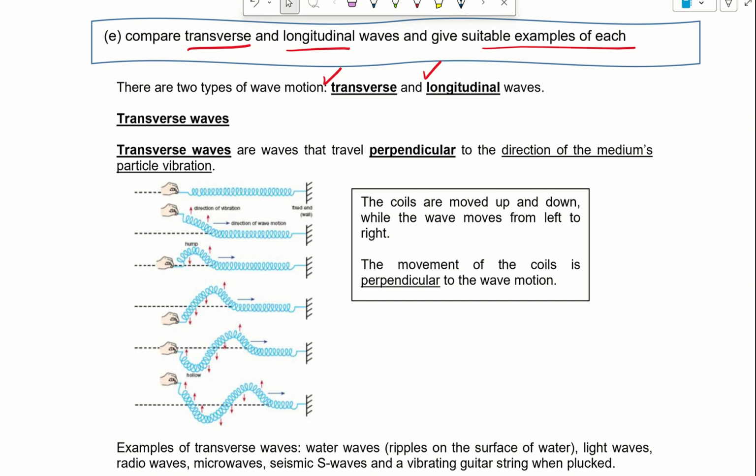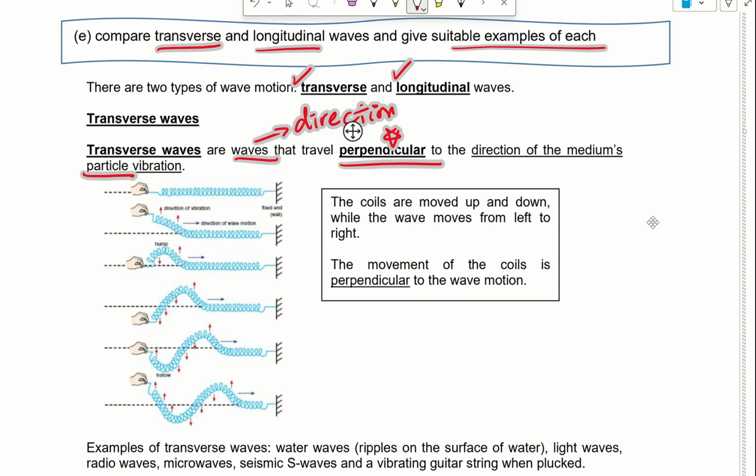They are waves that travel perpendicular to the direction of the medium's particle vibration. So this wave actually has a direction. Okay, and the direction of the movement of the wave is perpendicular to the direction of the medium's particle vibration. So there are actually two directions. Okay, one direction example is the wave direction.